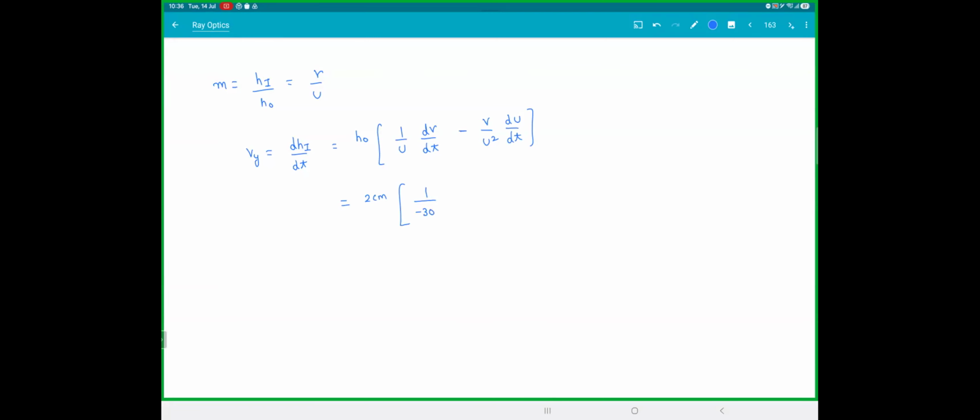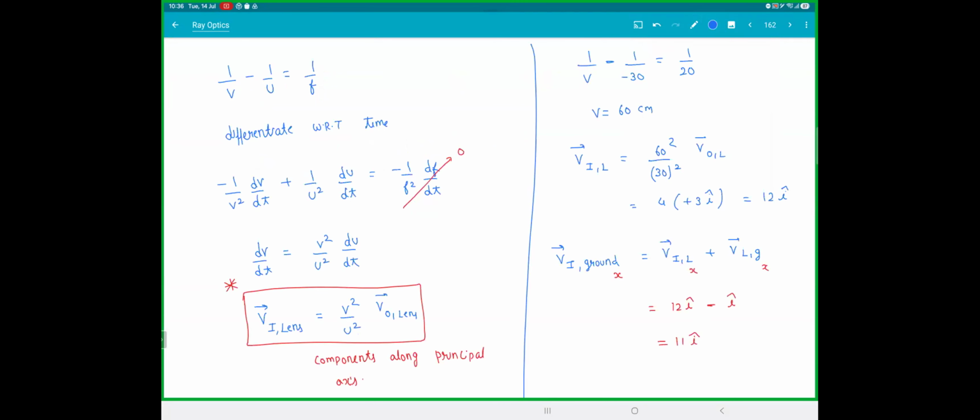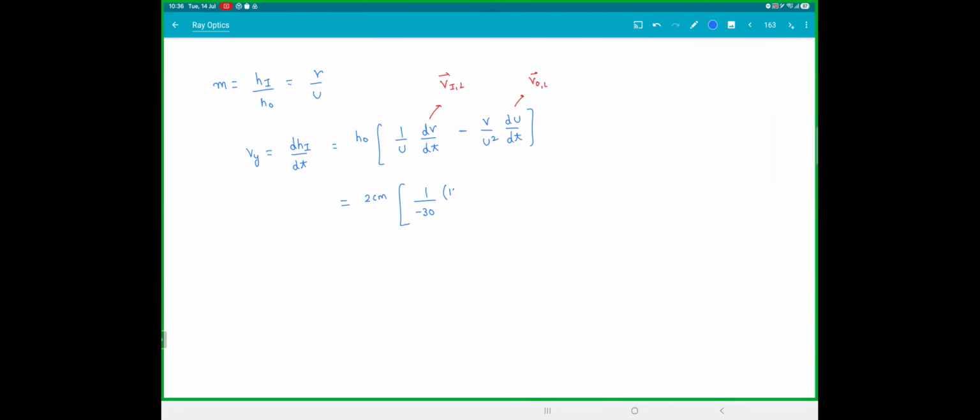Signs are important. dv by dt is again, remember, these are relative velocities. This is velocity of the image with respect to the lens, and this is velocity of the object with respect to the lens, with the signs. So dv by dt was 12. v was 60. This is 30 square. This was 3. 4s are 6, 2s are 2 by 5.